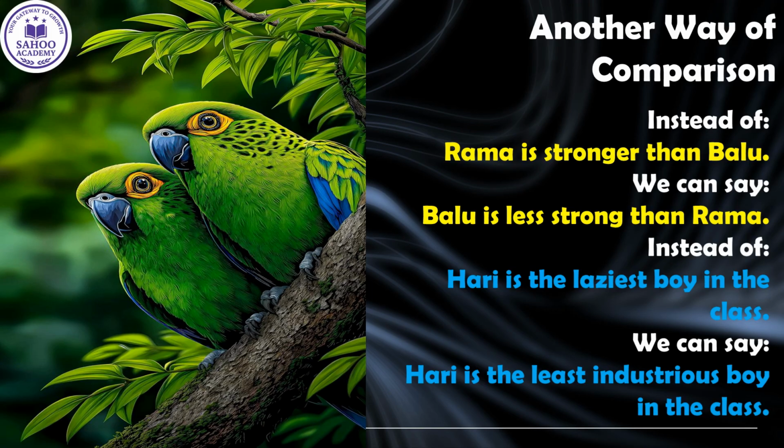Now look at the next example. Instead of saying Hari is the laziest boy in the class, we can say Hari is the least industrious boy in the class. Here we use least to show the lowest degree. So remember, less is equal to comparison between two and least is equal to lowest among many. This is also a correct and useful way of comparison in English grammar. Now let's go to the next slide.